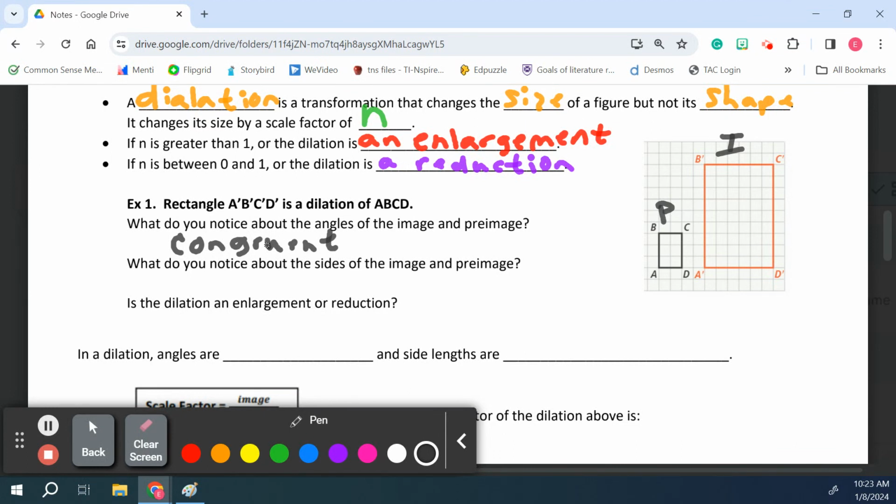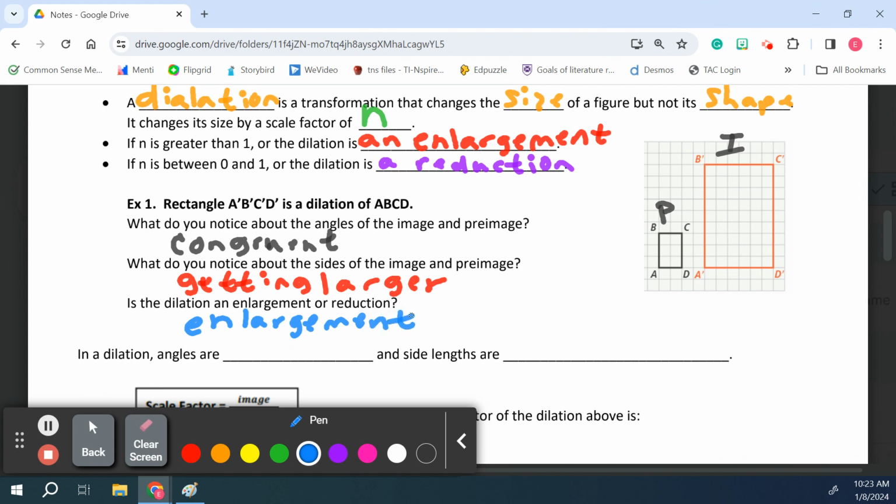It says, what do you notice about the sizes of the image and pre-image? In this case, if you look, it's getting larger. And lastly, is the dilation an enlargement or a reduction? In this case, it'll be an enlargement.